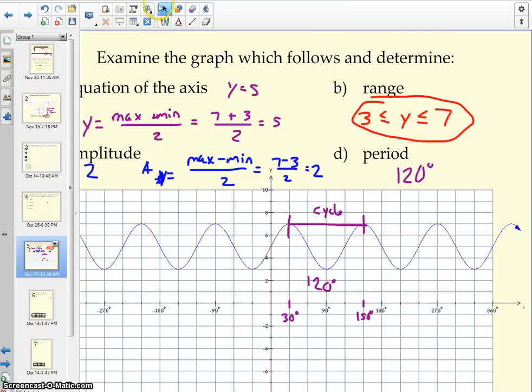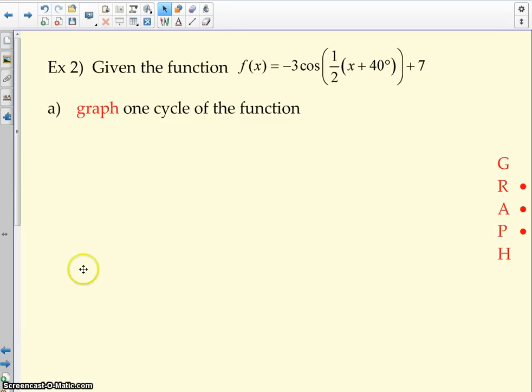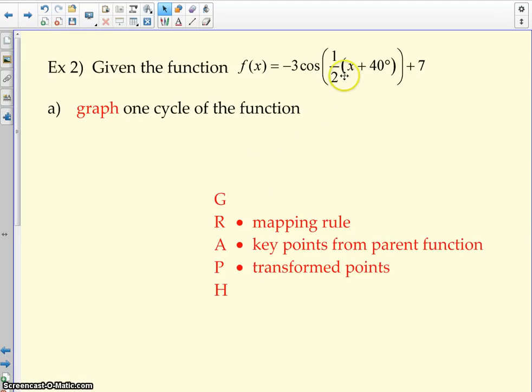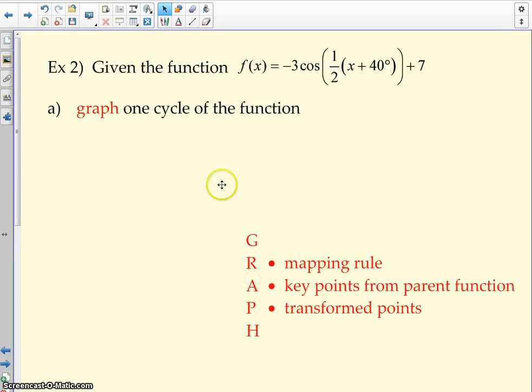Okay, so let's try and make our own graphs. What I'm giving you here is a transformed version of the cosine function, and I want us to graph one cycle of it. Eventually I'm going to show you a shorter way, but remember one of the ways we did graphs way back in Unit 1 is we started by creating a mapping rule that went from the parent function to your transformed function up here. Then we took key points from the parent function and found the transformed points using the mapping rule. We're going to continue this in part 2, but start by creating a mapping rule and see what you can come up with.